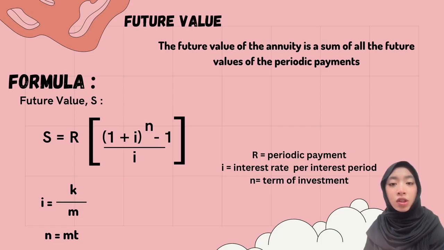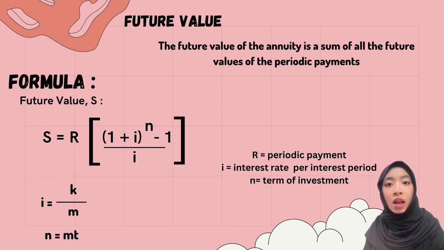Future value. The future value of an annuity is the sum of all the future values of the periodic payments. The formula to calculate the future value of the annuity is S equals R open bracket (1 plus i) raised to the n minus 1 over i close bracket, where R is the periodic payment, i is the interest rate per interest period, and n is the term of investment.